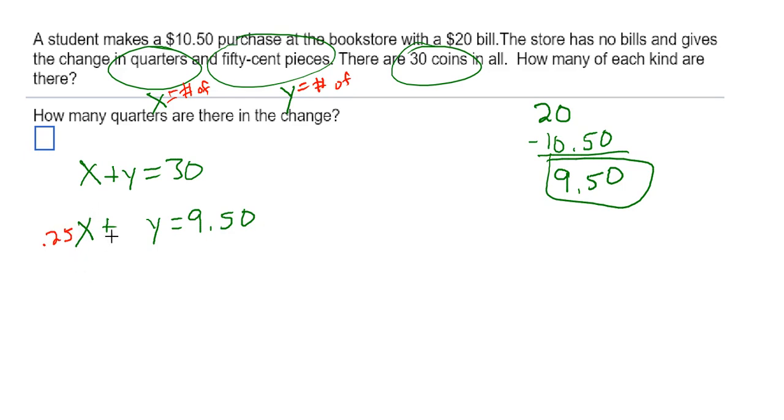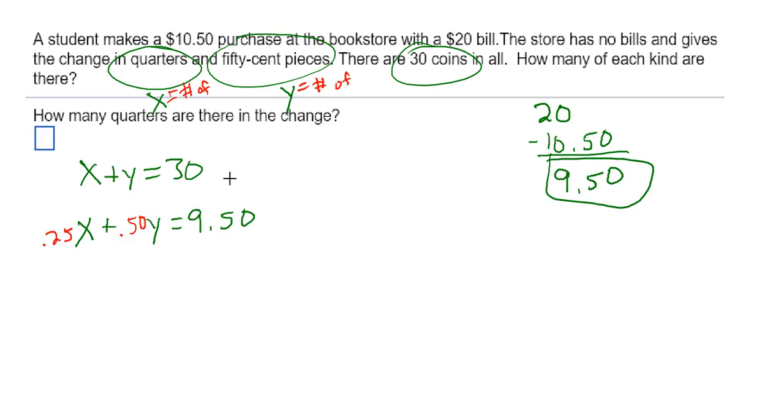And so we take the number of quarters times the value of each quarter, which is 25 cents, and that gives me the total value of the quarters. And then here, the number of 50-cent pieces times the value of each 50-cent piece, which is 50 cents. And that gives me the total value of the 50-cent pieces, and that together has to add up to the total value of the coins, which is $9.50, which is the amount of change that this student was due. All right, and so that's how we get our second equation.